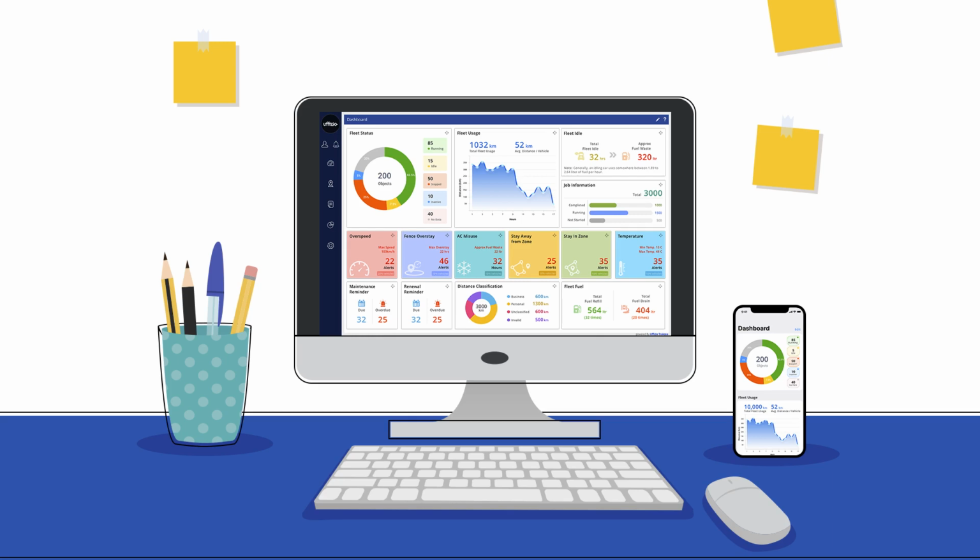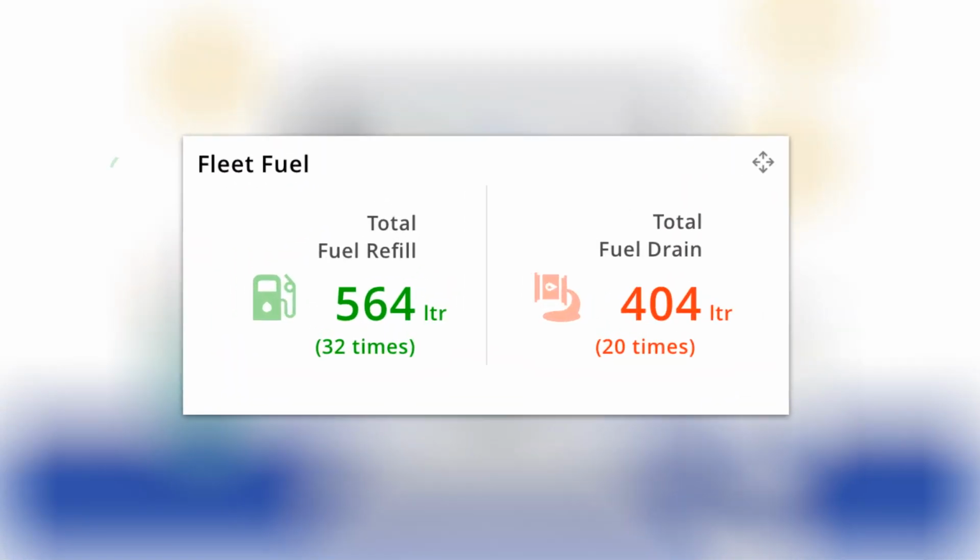Next widget is Fleet Fuel. This is one of the most important widgets for all fleet managers. This will tell you the exact amount of fuel drained and the amount of fuel refilled for your fleet today.